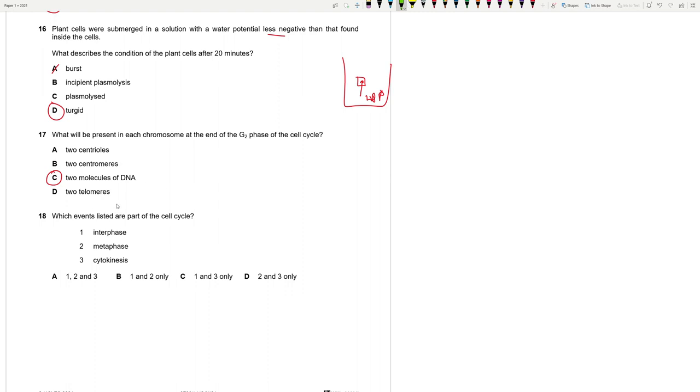That's it. Which events listed are part of the cell cycle? Okay, so the cell cycle mainly has three parts. What are they? Two parts actually. If you think about the broader aspect, we have interphase. That's the biggest phase, followed by the mitotic cell cycle with four stages and cytokinesis. In mitosis, basically, we have four phases: prophase, metaphase, anaphase, and telophase. So indirectly, this is a part of the cell cycle. And we do have interphase and cytokinesis, so 18 should be A.